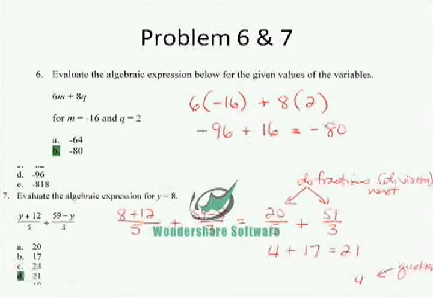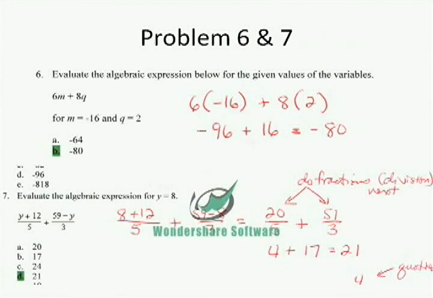Now 6 times negative 16 is negative 96. Again, use the calculator for now, but later on we'll talk about multiplying numbers where the signs are different. Since in this case you have a positive 6 and a minus 16, the answer is going to be a negative 96. The second part says plus 8 times 2. Well, 8 times 2 is 16. So then I end up with negative 96 plus 16 equals negative 80.